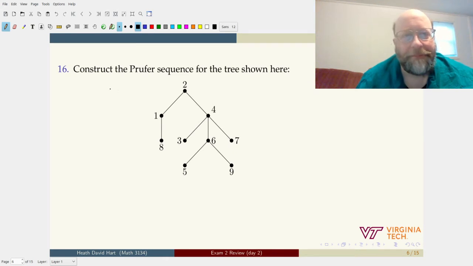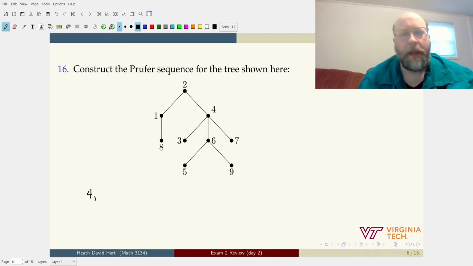All right. Construct the proof or sequence for the tree shown here. So what we want to do here is find the smallest leaf that's on the tree and write down what its parent is. So my leaves right now are 3, 7, 5, 9, and 8. And so the smallest parent is 4.